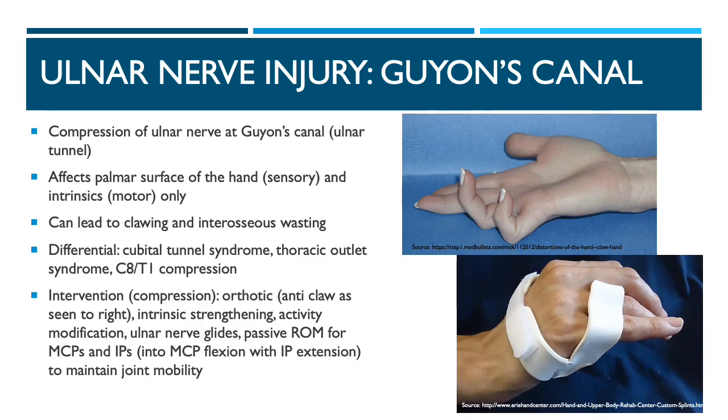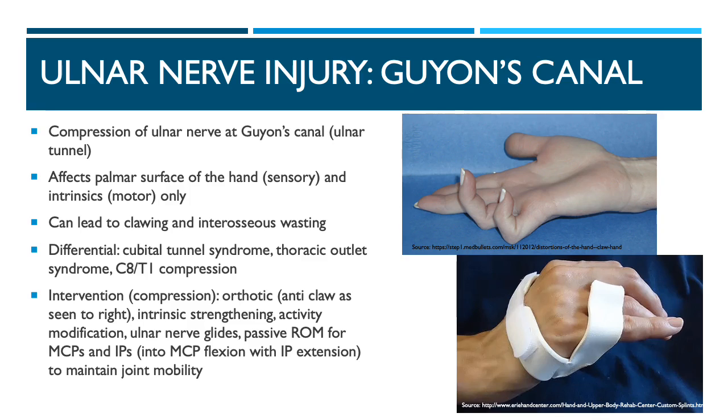If the nerve was compressed, like you've been biking a lot, and it's just being pushed down and it's irritated, then that patient might benefit from activity modification. So start using biking gloves and pad the handles. Potentially an orthotic, like the one seen in the photo on the bottom. That's an anti-claw orthotic that's going to correct the clawing position and pull the MCPs down into flexion with IP extension to allow for a more functional position and prevent contracture of the collateral ligaments of the MCP joints.